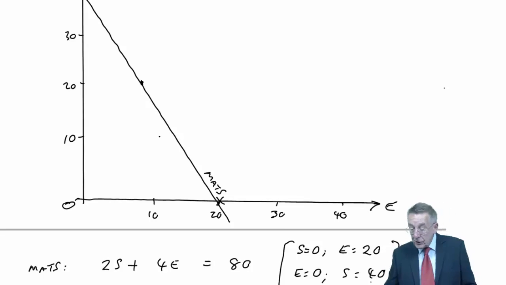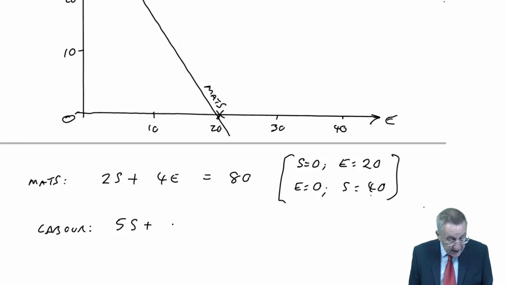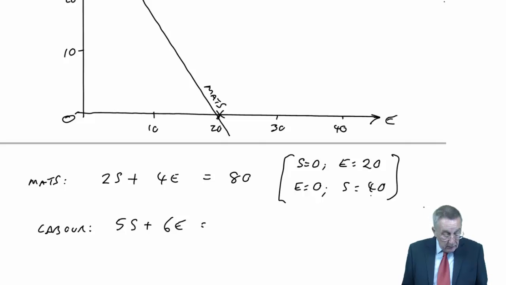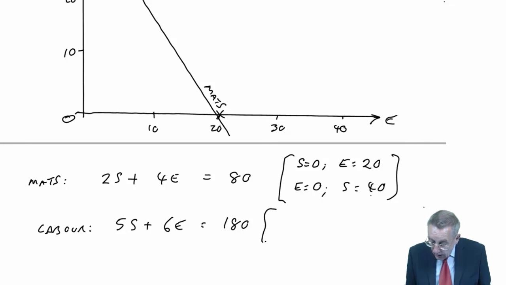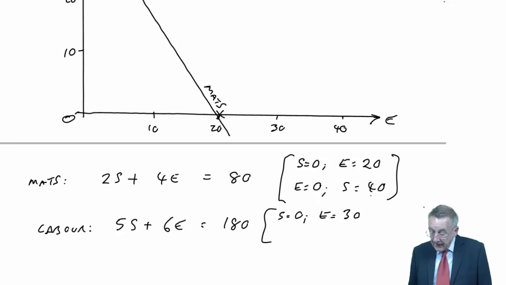And we do the same for all the constraints. So there was the labour constraint, which was 5 hours, so 5S plus 6E. And again, we draw the graph of equality when it was equal to 180. And again, two points fix a line. When S equals 0, 6E is 180, so E equals 30. When E equals 0, 5S is 180, so S would be 36.